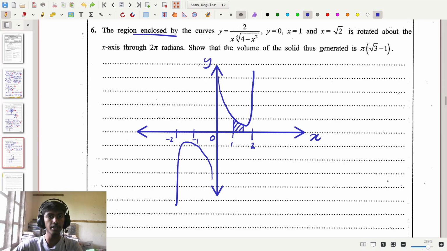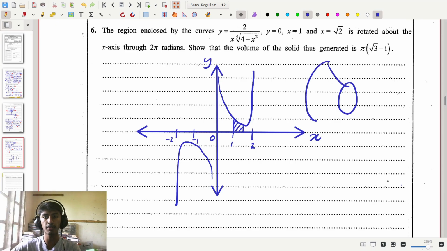It is a region enclosed by the curves y equals 2 over x times the fourth root of 4 minus x squared, y equals 0, x equals 1 and x equals root 2. What we're going to be doing is rotating the region about the x-axis by 2 pi radians. So we're going to take this into the third dimension. When we do this, we create a shape that looks something like this: a small side, a big side on the back, and this curve going like this and this curve going like this.